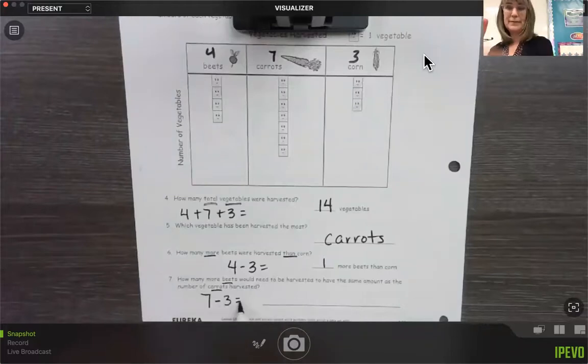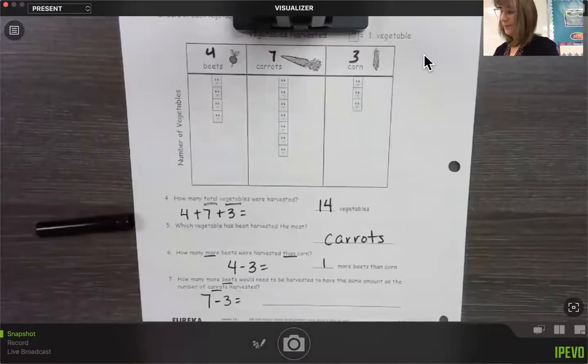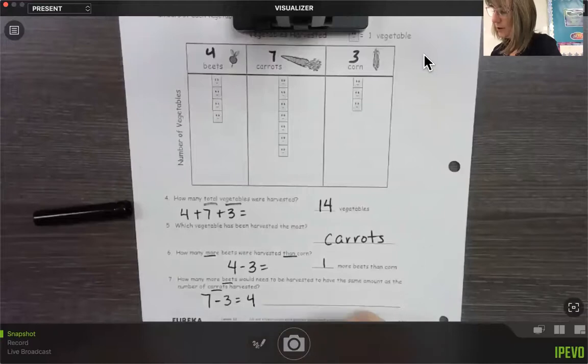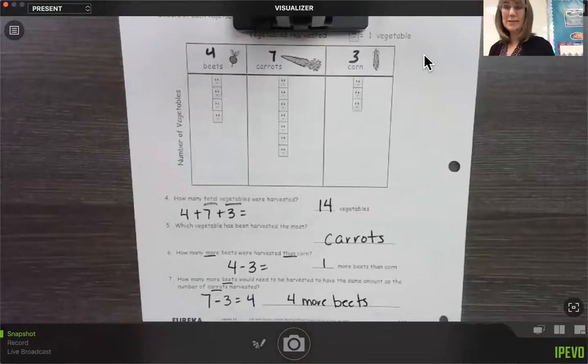7 minus 3 equals 4. So you need 4 more beets. That would make them the same, right? Because 4 plus 3 equals 7. So then they would be the same. And that was the question. How many more would you need to make them the same?